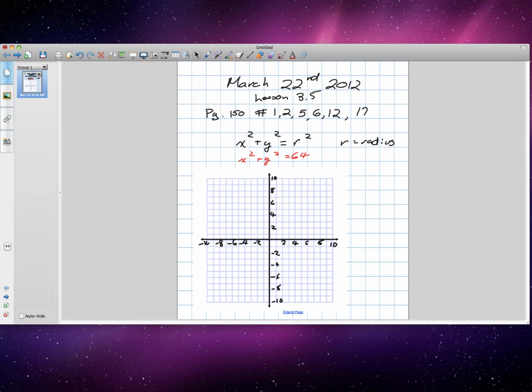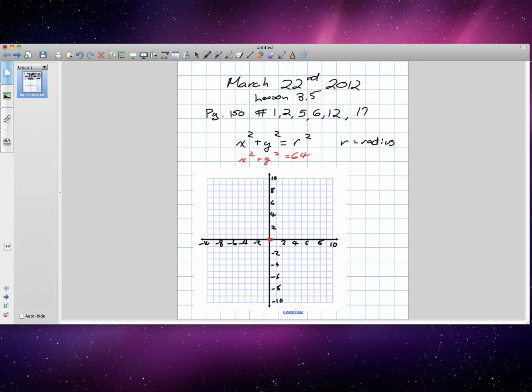Like I said, the center of the circle is at the origin, because there's nothing that's been affected to our x and our y. If it looks like this, that means the center of the circle is at the origin. So we put our center of the circle here, and I have to calculate the radius of this circle.